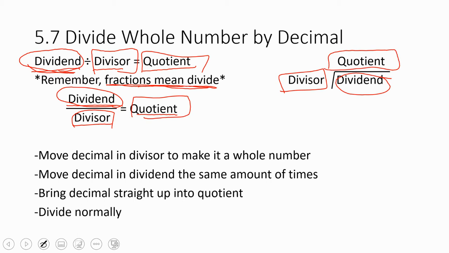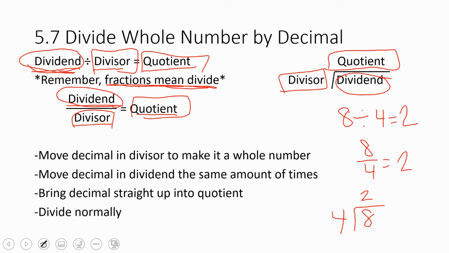So this would be, for example, 8 divided by 4 equals 2. You could always write that as 8 divided by 4 equals 2. And then lastly, you could write it 8 divided by 4 equals 2. Okay, those all mean the exact same thing. Now, those had whole numbers. We're going to look at when you have decimals in the divisor.